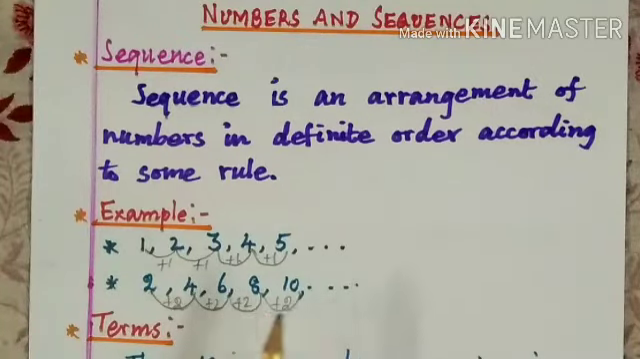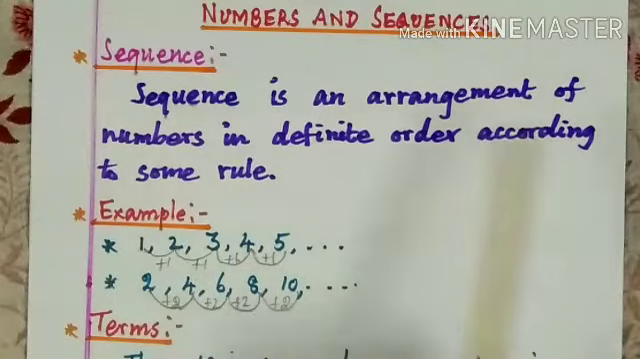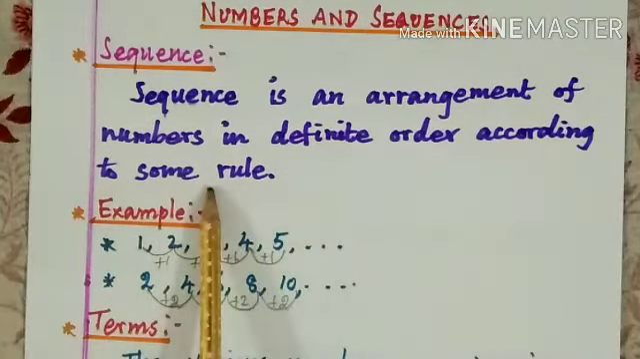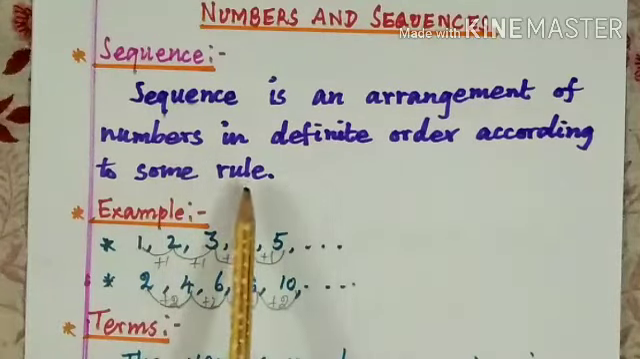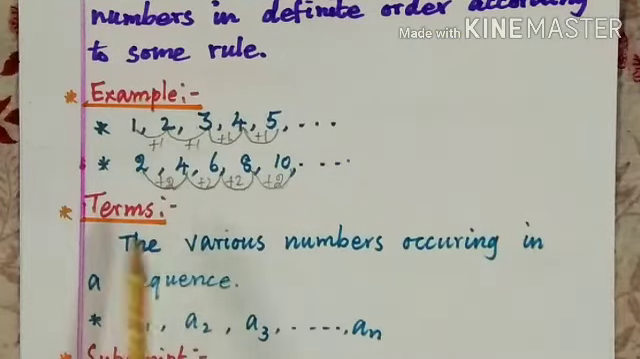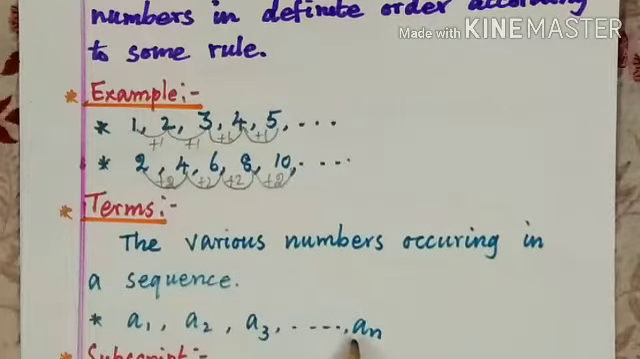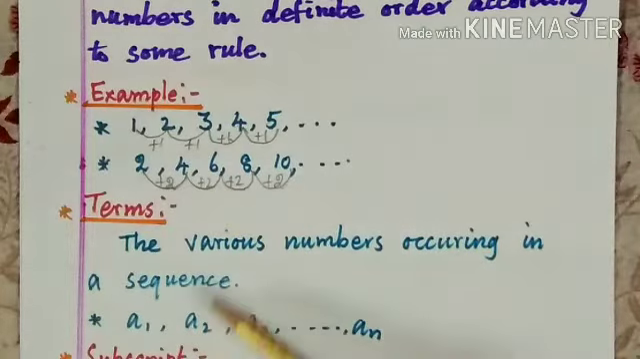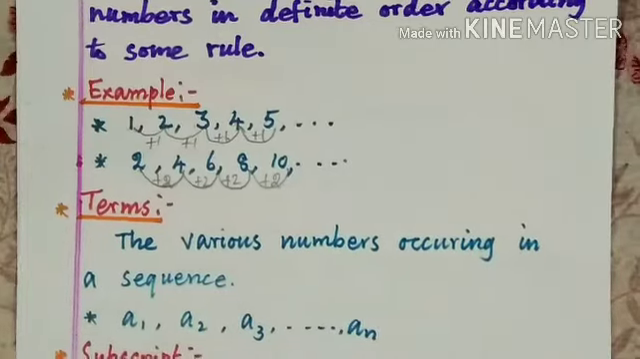Not only adding, we can subtract, multiply or divide by any value. So a sequence is an arrangement of numbers in a definite order according to some rule. Here the rule means we can add, subtract, multiply or divide. Next heading, terms. The various numbers occurring in a sequence. That means terms indicate each number: a1, a2, a3, up to an, which means the first term is a1, the second term is a2, the third term is a3, then an indicates the nth term of the sequence.